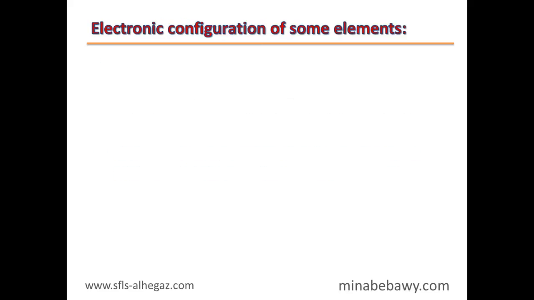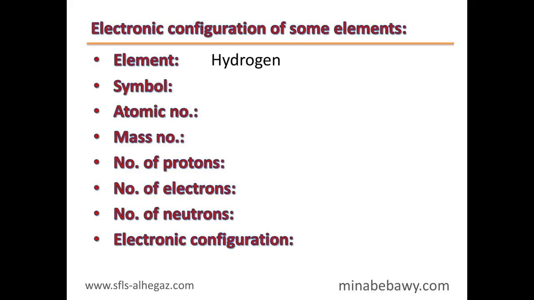Now we will try to write the electronic configuration of some elements. We will take the simplest element, which is hydrogen. The symbol of hydrogen is H. Its atomic number is the number which is written at the left lower corner, which is equal to 1. Its mass number is the number which is written at the upper left corner, which is equal to 1. The number of protons is equal to atomic number, equal 1. Number of electrons is equal to number of protons, equals 1. Number of neutrons equals mass number minus atomic number equals 0.